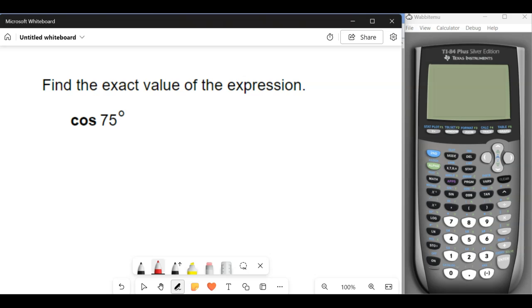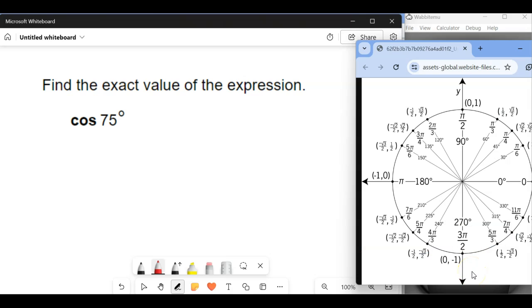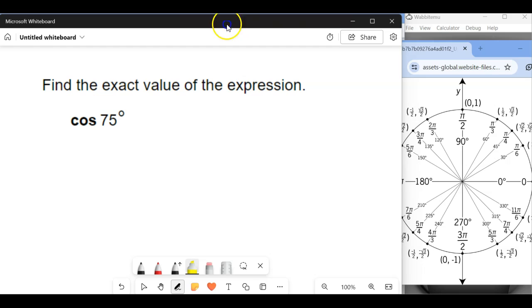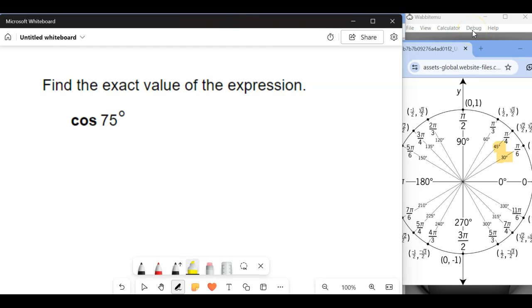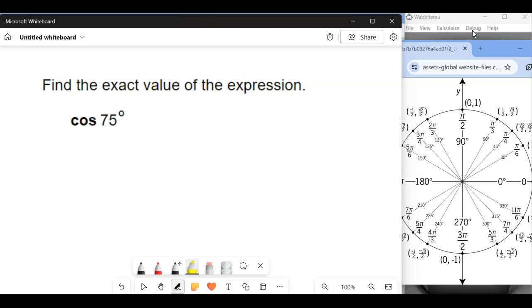But what we have to do is look at our unit circle and find two angles that either add to 75 or subtract to 75 degrees. The easy choice here would be to add 30 and 45. It's not the only choice, but 30 and 45 add to 75. I could also do 120 minus 45, something like that. It just has to combine via addition or subtraction to 75. So I'm going to use those two.